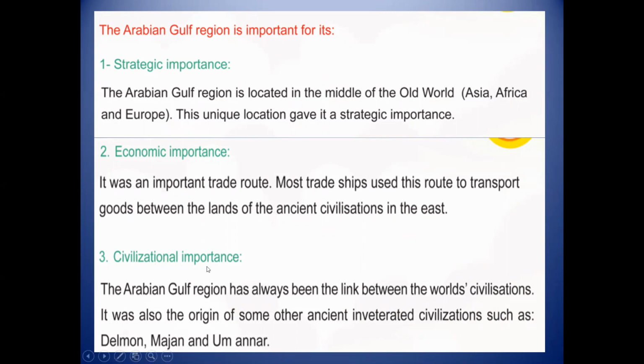Last is the civilizational importance. When we say civilization, we mean a society with a high level of culture, industry, and government. So the Arabian Gulf region has always been the link between the world's civilizations. It was also the origin of some other ancient, established civilizations like the Dilmun, Magan, and the Anar civilizations.